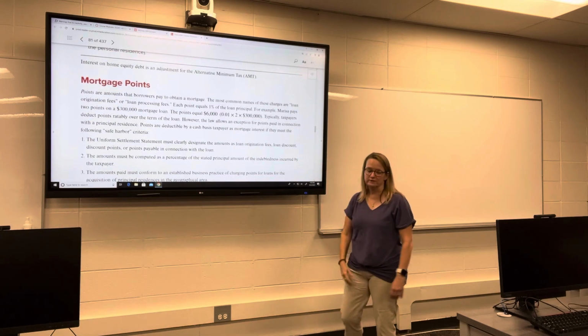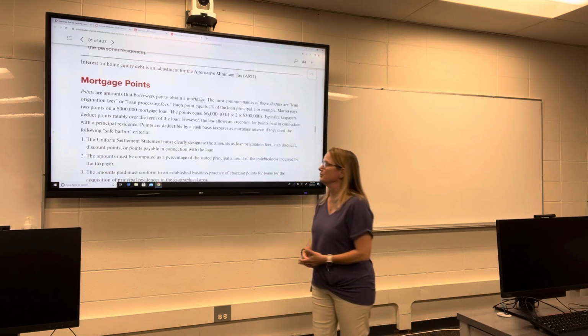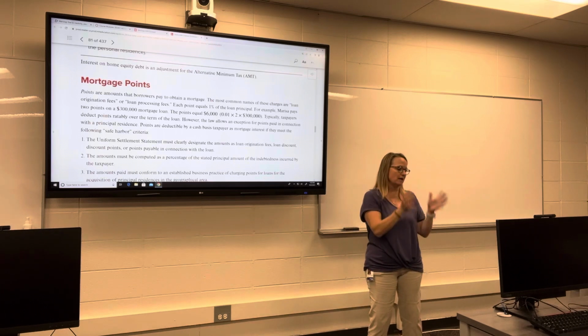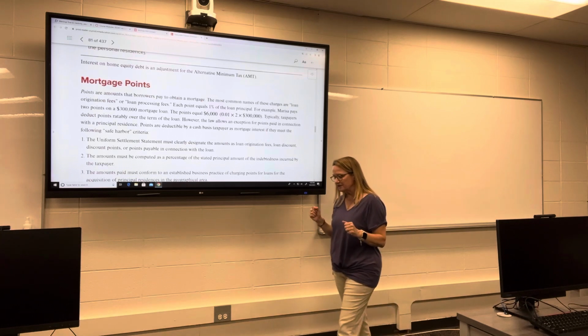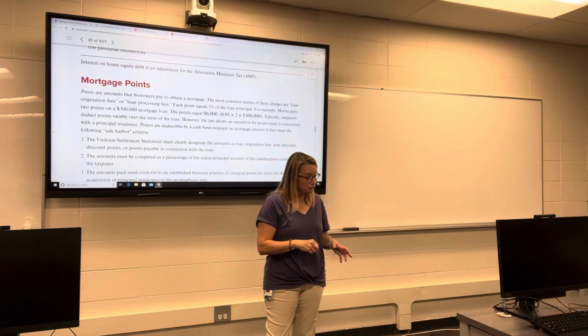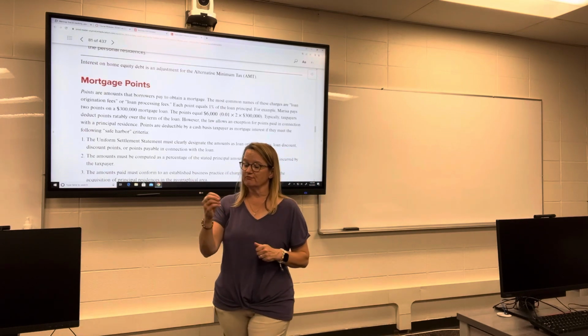Okay, mortgage points. For those who aren't familiar, oftentimes what happens when you get a home is you lock in an interest rate. But you can oftentimes have the ability to lower that interest rate if you pay a certain amount up front.